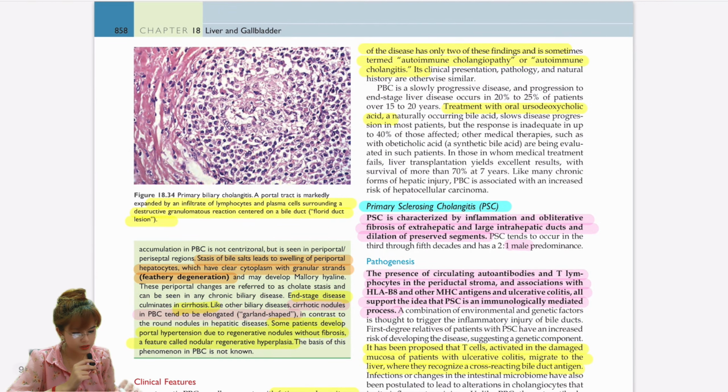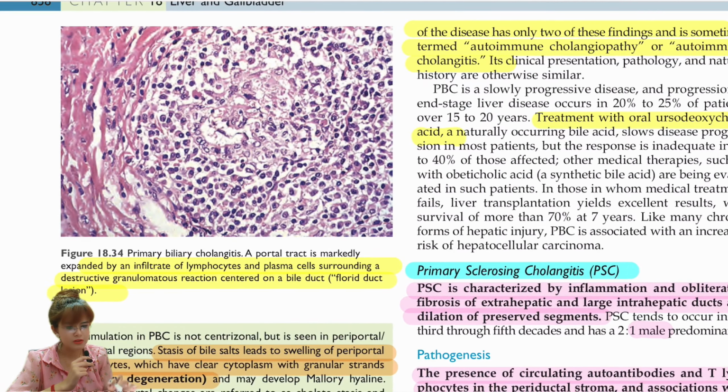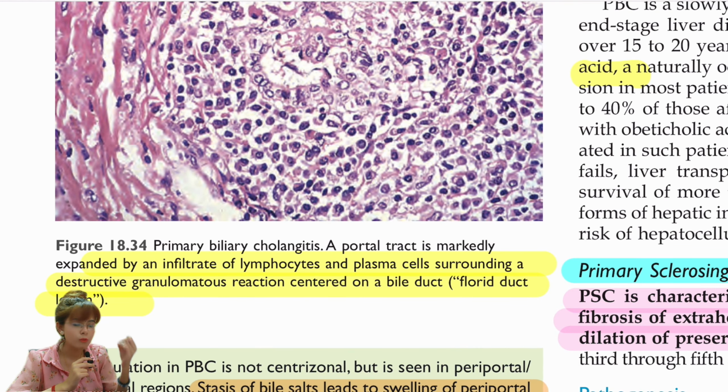Next, coming to this image, here you can see these images are also extremely important. They can just put up this image and ask you questions. So first you have to know what this image is, right? So this is an image of primary biliary cholangitis. You can see that the portal tract is markedly expanded by an infiltrate of lymphocytes and plasma cells surrounding a destructive granulomatous reaction centered on a bile duct, which is called the florid duct lesion. So basically there is infiltration of so many different kinds of cells here, as well as a granulomatous reaction.